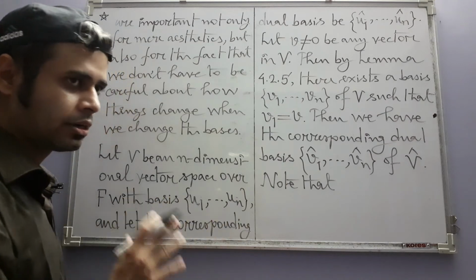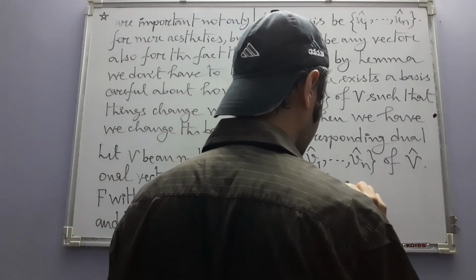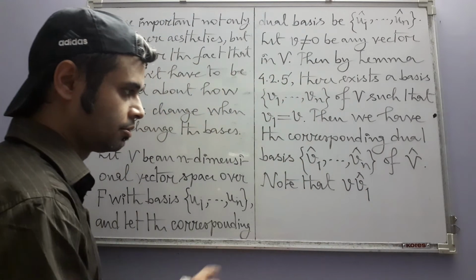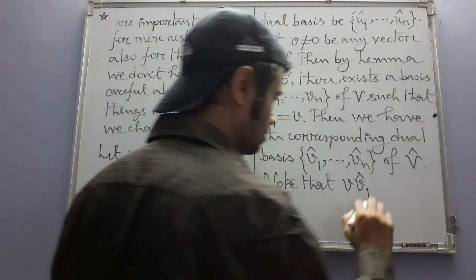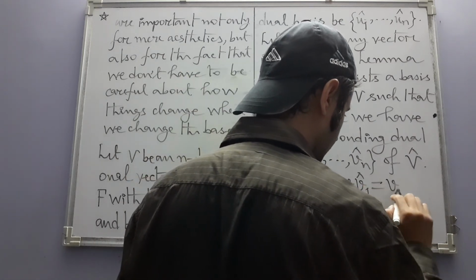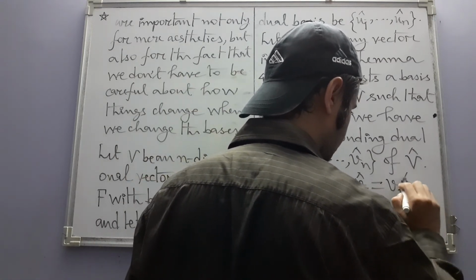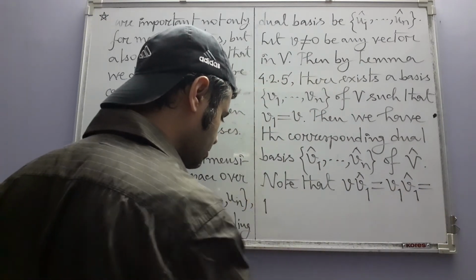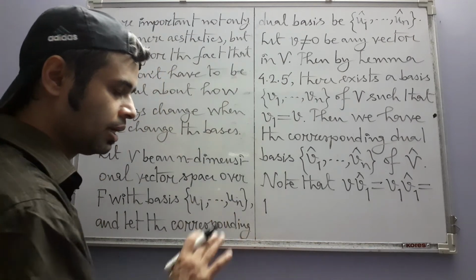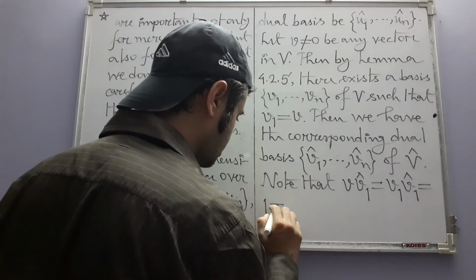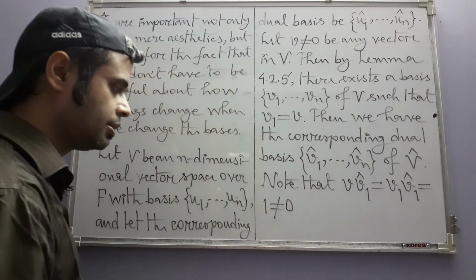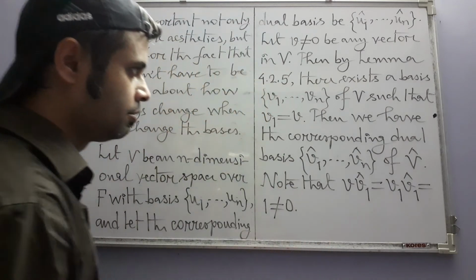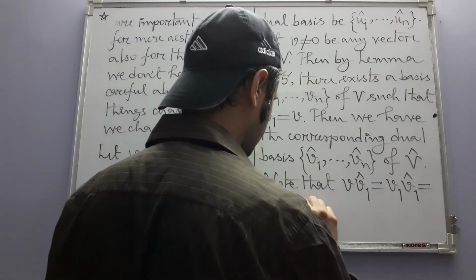Now note this. These are our linear functionals. In particular, if we apply the linear functional v1 hat on this vector v, then what is v? v is v1, so v1 hat of v1, by the definition of these functions, is equal to 1, the field element 1, which of course is not equal to 0. In any field, the unit element is different from the additive identity. So we have proved this result.